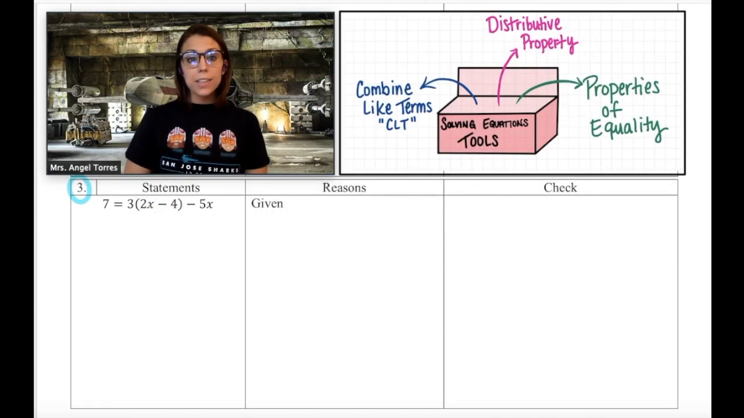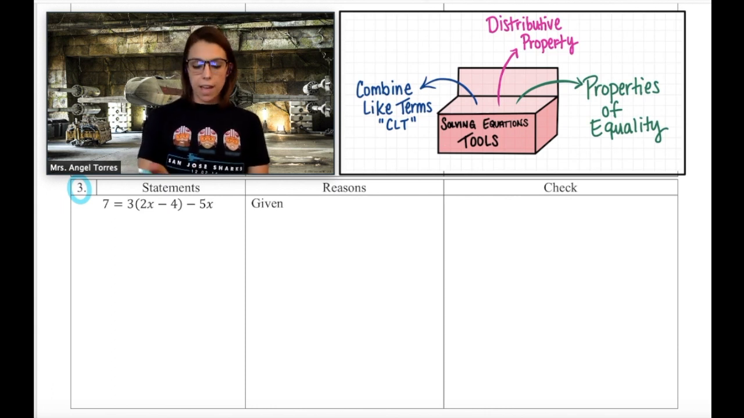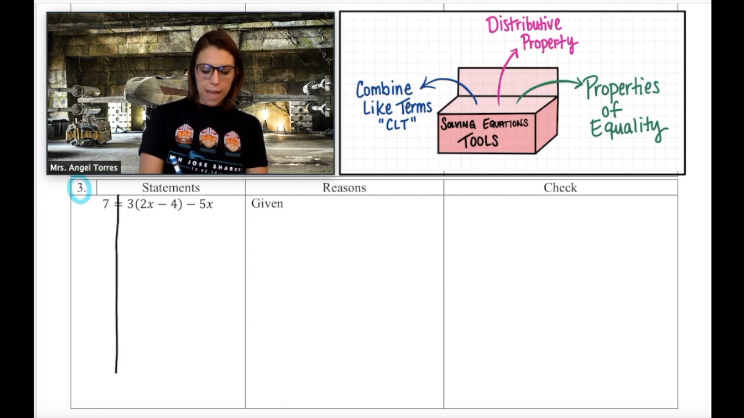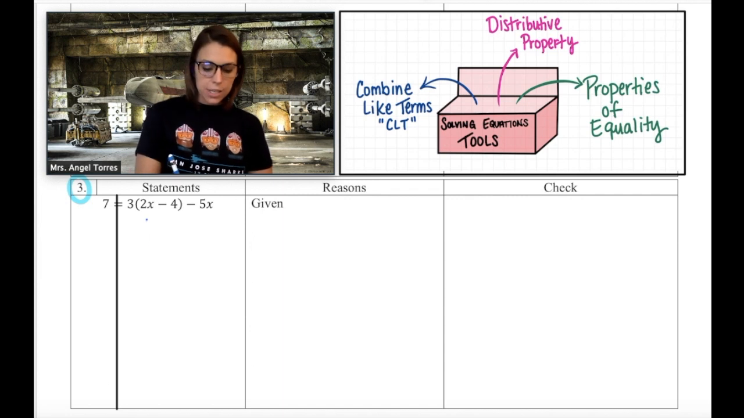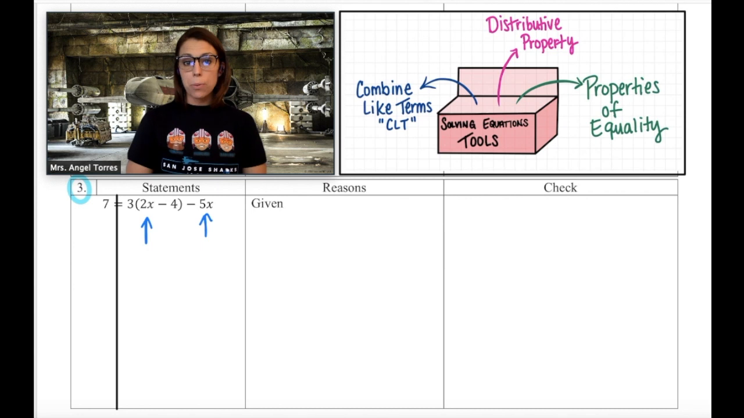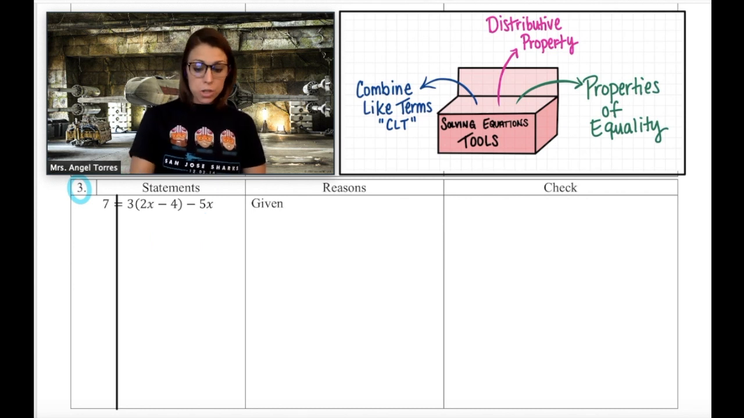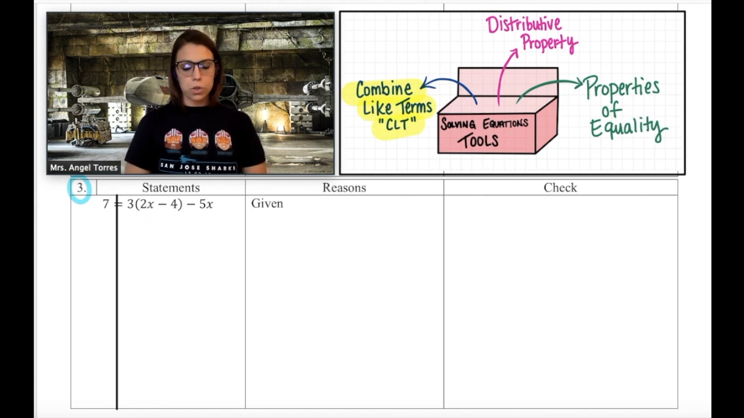All right, final example on this page. 7 equals 3 times the group of 2x minus 4 minus 5x. I'm going to start by putting the line down the middle of my equal sign. Okay, what tools am I going to use here? Do I see any like terms? Yes, I see a 2x that's stuck inside of a group and a 5x outside of the parentheses, which means eventually, once I get rid of the parentheses, I can use my combining like terms tool.